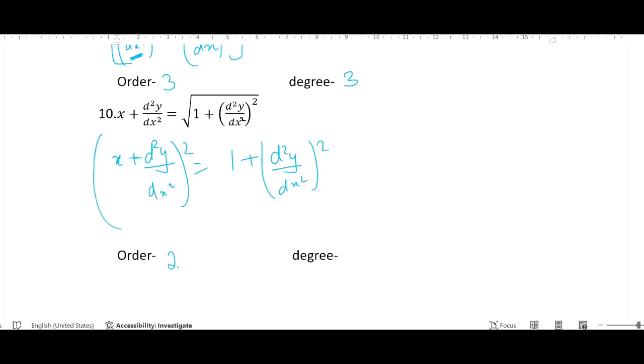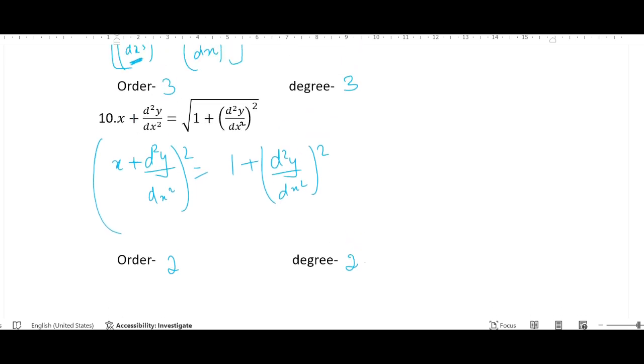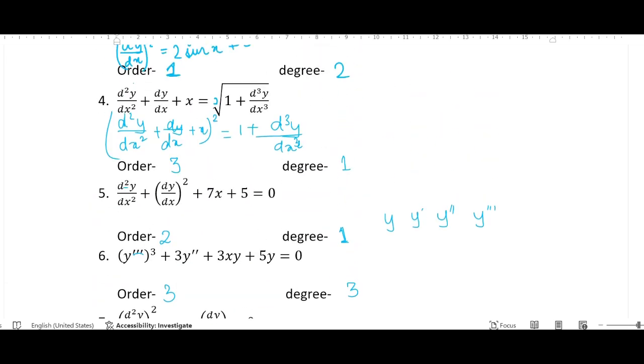You can easily see that the order is 2 because you see a second differential on both sides, and on either of the sides or both sides you can see that the highest power attained by the order determining term is 2, right? So the order and degree both become 2. So guys, that's how you identify the order and degree of an equation.